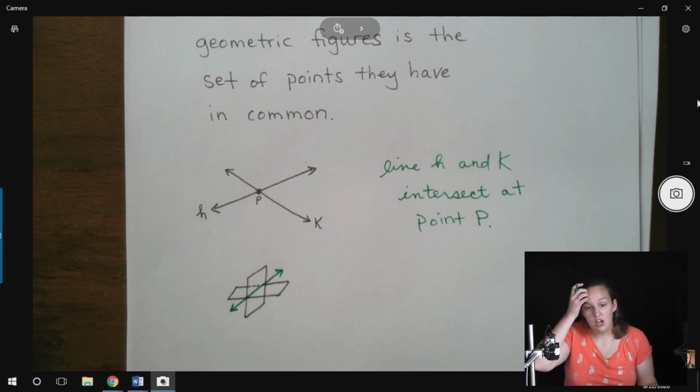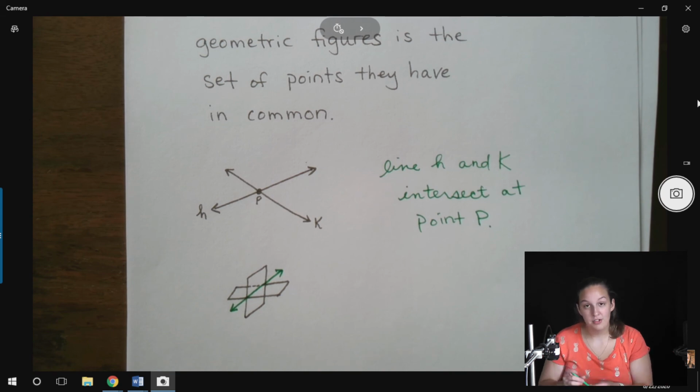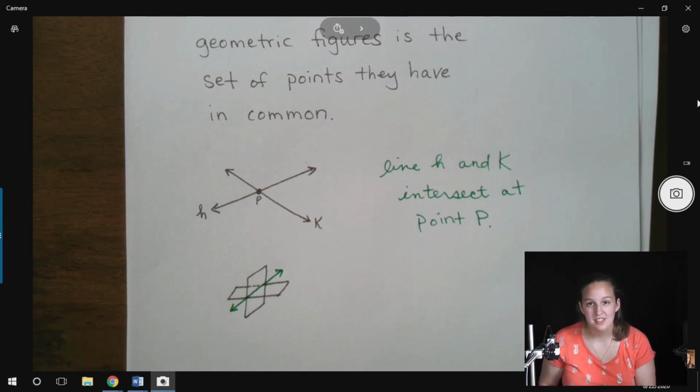We're going to talk more about this in class today, but I want you to be familiar with some of these vocabulary terms, and we're going to do some examples, and I will see you then.